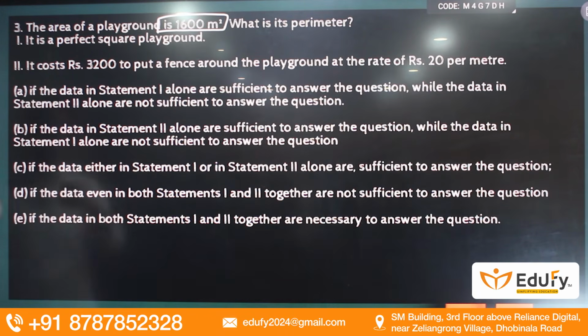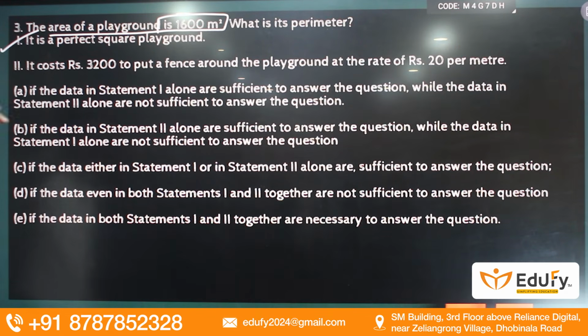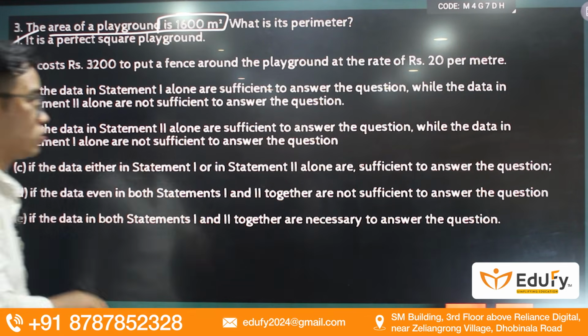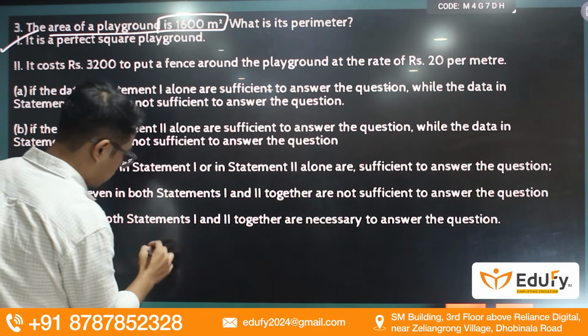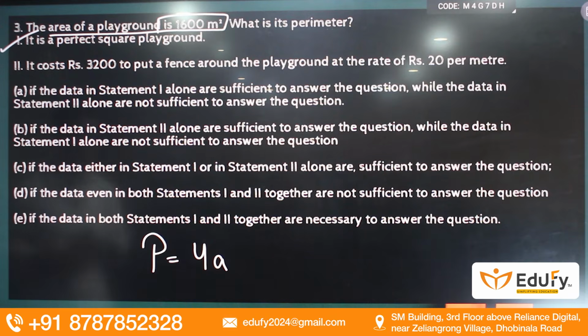And then they have said that the first option, the first statement, says that it is a perfect square. That means this playground is a square. So from here, I need to find the perimeter, right? Since this is a square, the perimeter obviously will be 4a. This is the formula for the perimeter of a square. So I need 4a. That means I need to find the side, and the area is given to me.